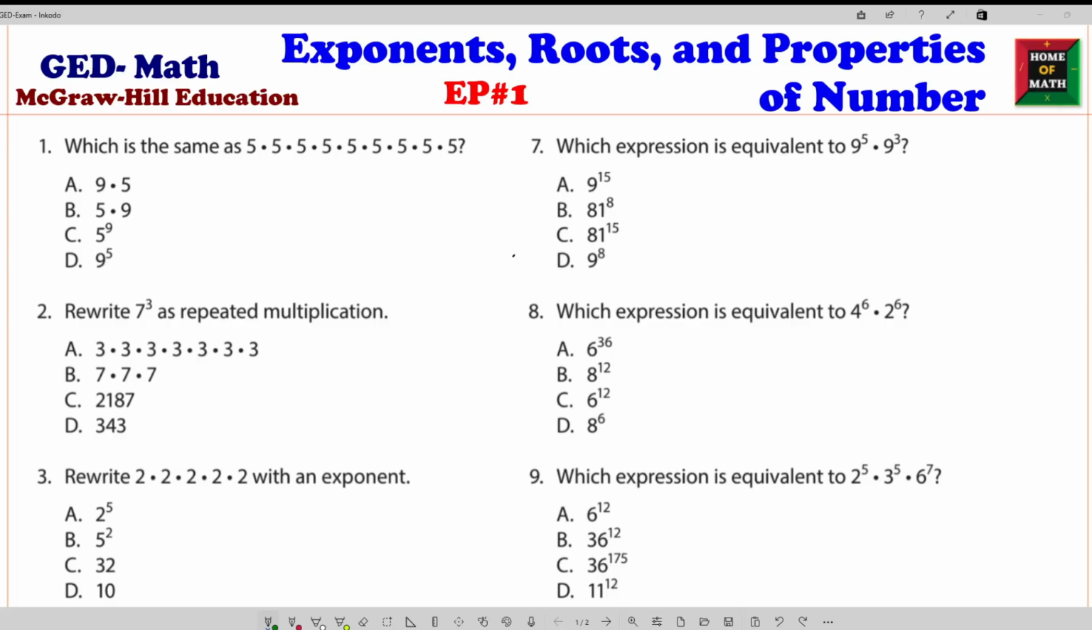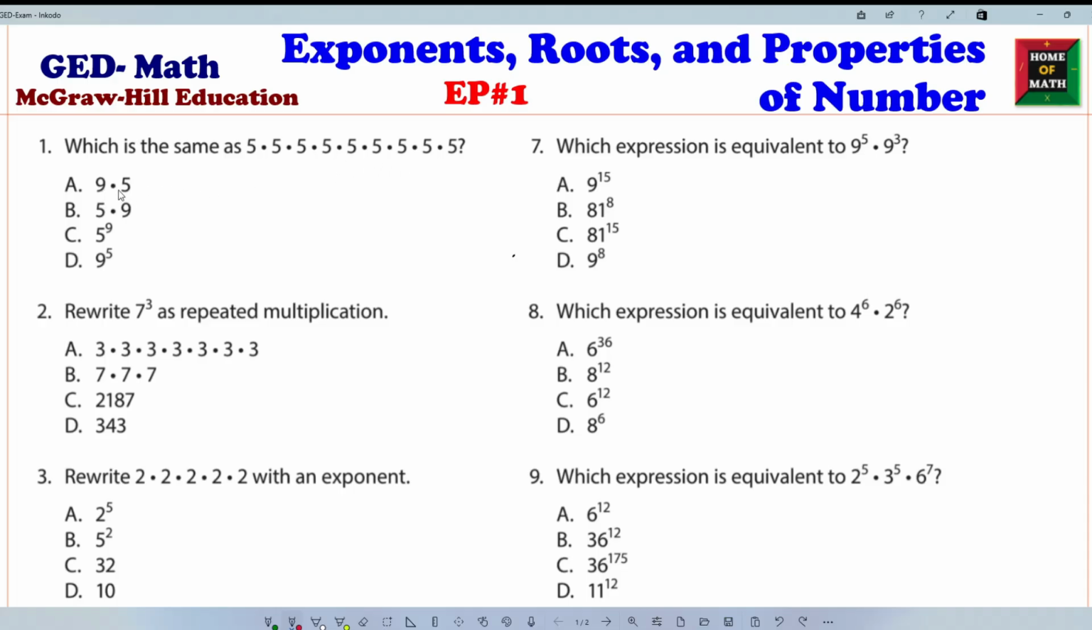Today's topics: exponents, roots, and properties of numbers. Our first question: which is the same as 5·5·5 etc.? So what will be the answer?